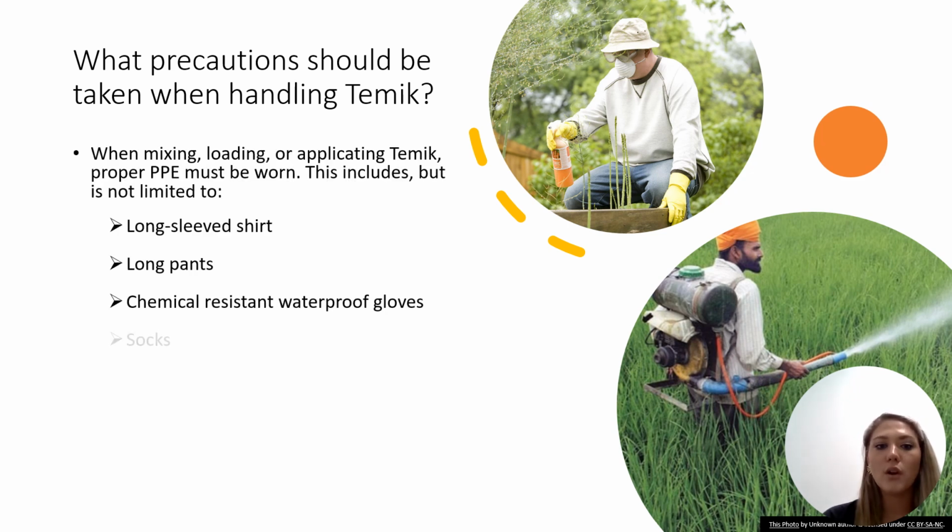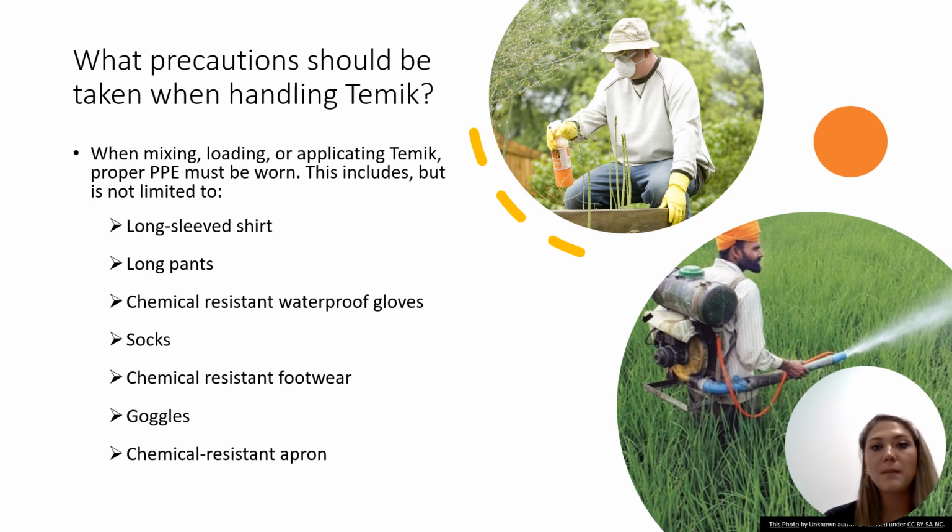When mixing, loading, or applying Temik, proper PPE must be worn at all times. This includes, but is not limited to, a long sleeve t-shirt, long pants, chemical resistant waterproof gloves, socks, chemical resistant footwear, goggles, and a chemical resistant apron. And two awesome examples of what proper PPE attire looks like are found on the right side of the screen in both of the two circles. Those are both awesome examples of the proper PPE that must be worn.